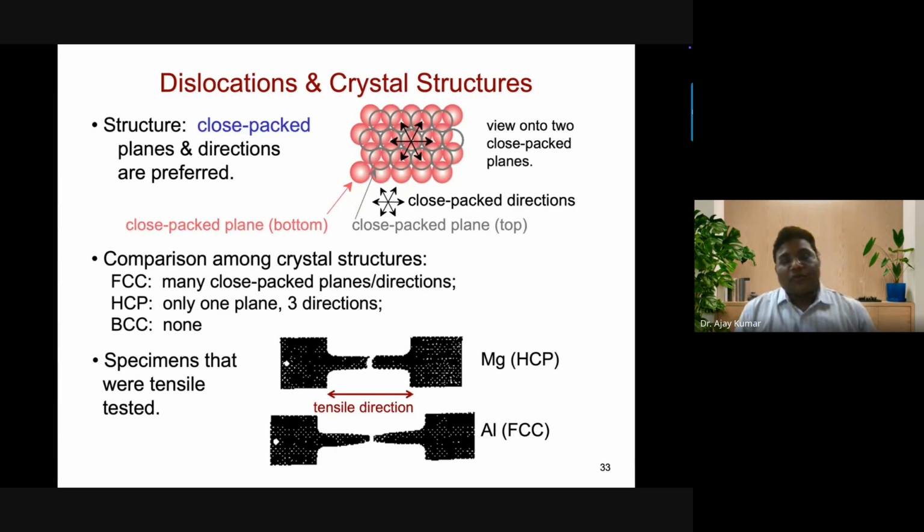Okay. So how will you understand when you do the mechanical testing on a metallic material, right? So if you do tensile testing on the aluminum sample, let us say aluminum is having the FCC crystal structure, and then on magnesium, which is having the HCP crystal structure. Now, when you do that mechanical testing on these two samples, right?